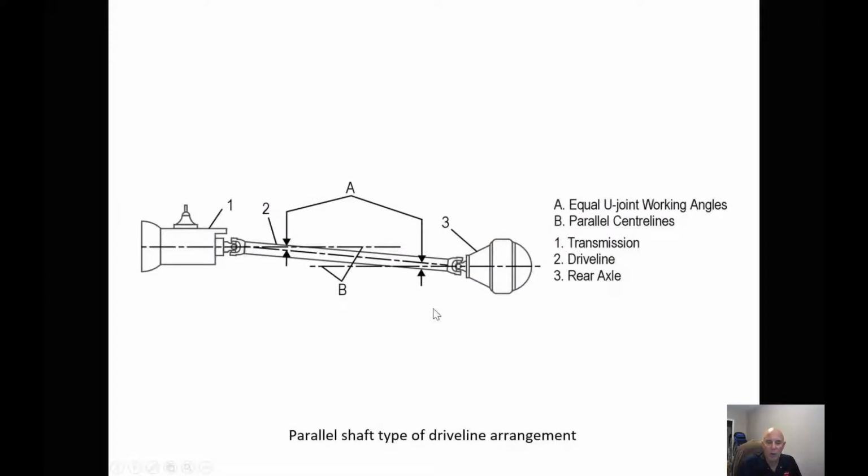So when we take a look at driveline angles, there's parallel and non-parallel driveline angles, also called a broken back. So here, if we go on the center of the transmission and then the center of the diff, these two lines do not intersect anywhere. So this is what we call a parallel driveline arrangement.